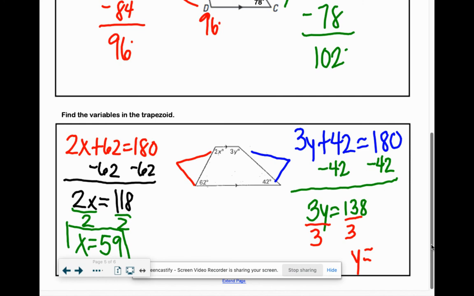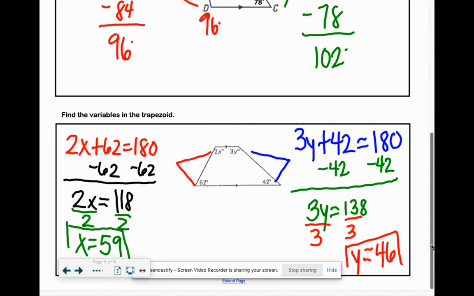I don't remember that one off the top of my head. 40. 60? Yeah, is that what it is? 46? Do you feel okay about that? We're all right? Okay. Perfect.